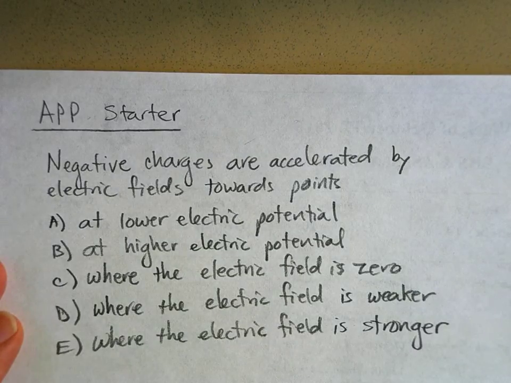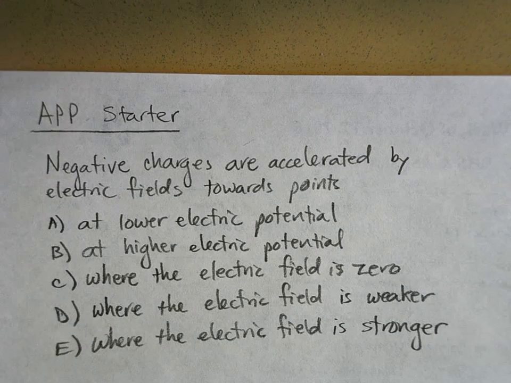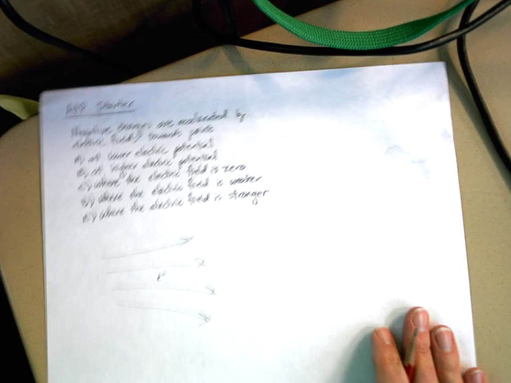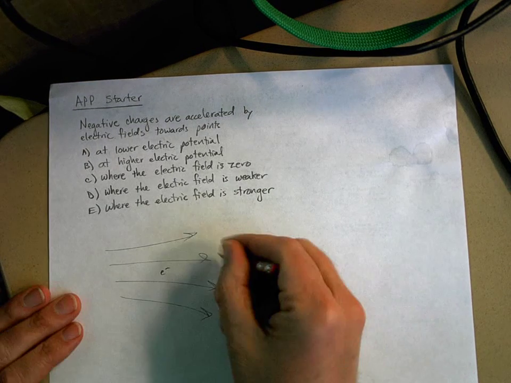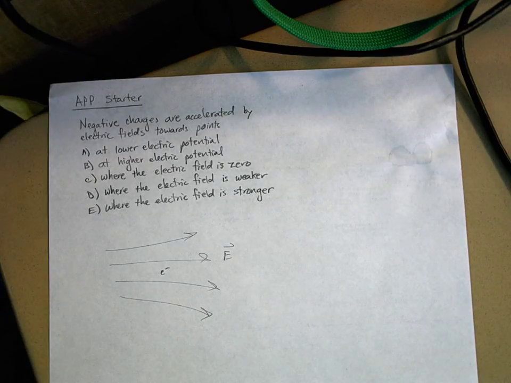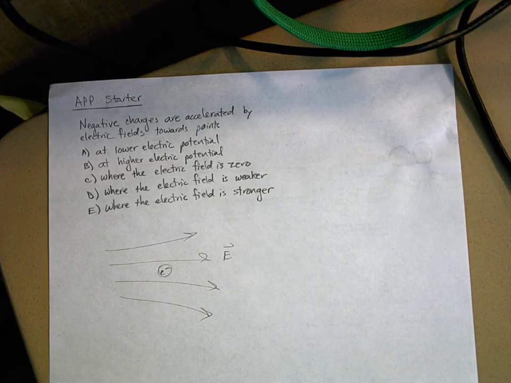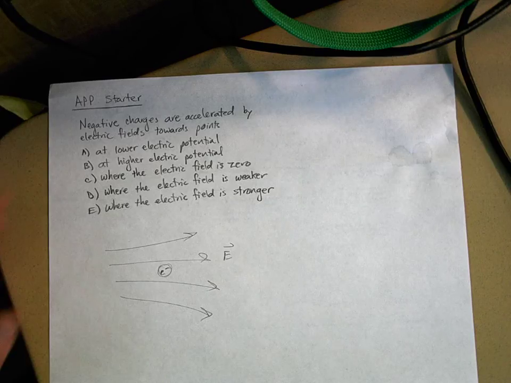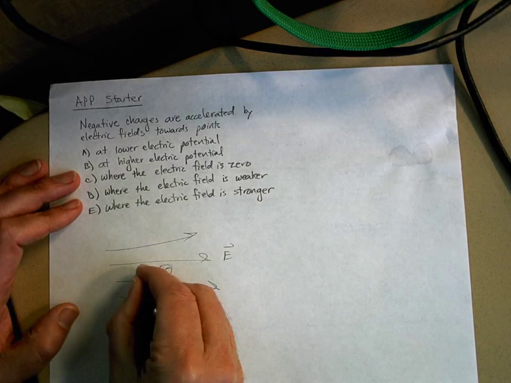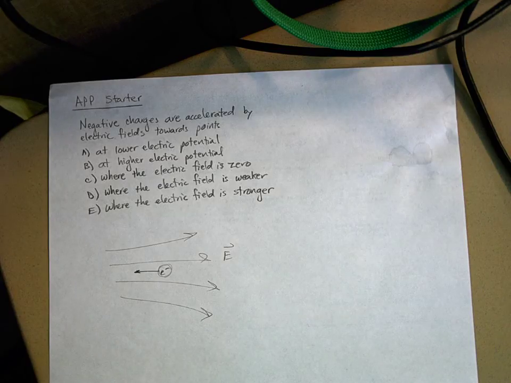Let's just draw an electric field and think about this. It doesn't have to be a uniform field. Zoom out. So here we have some arbitrary E field, and we've got some negatively charged particle right there. It's going to feel a force because it's in an electric field, and that force is going to be in the opposite direction. So this is the electric force.